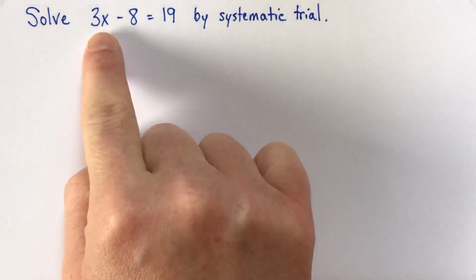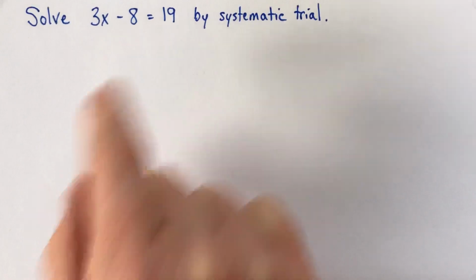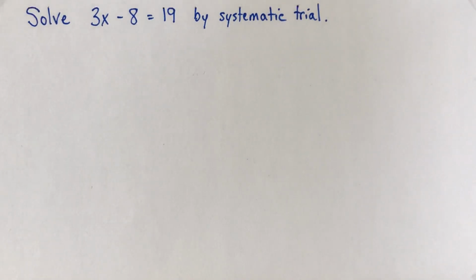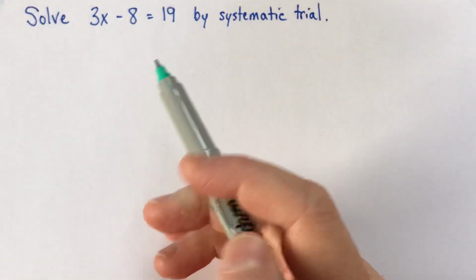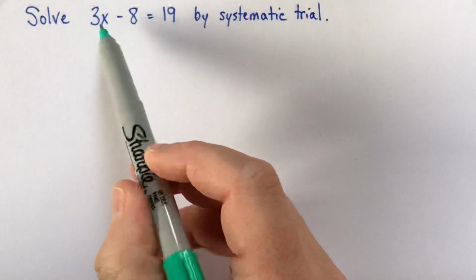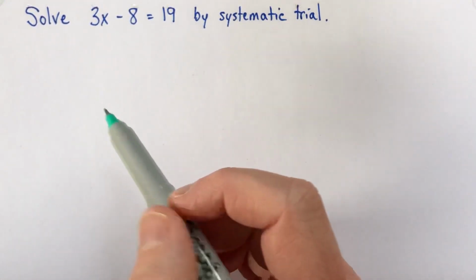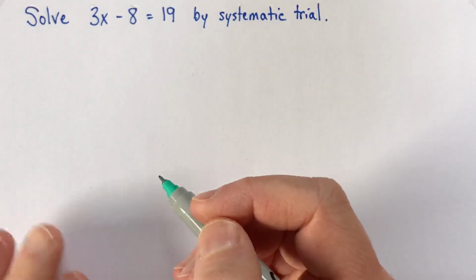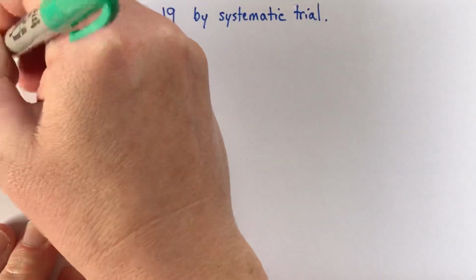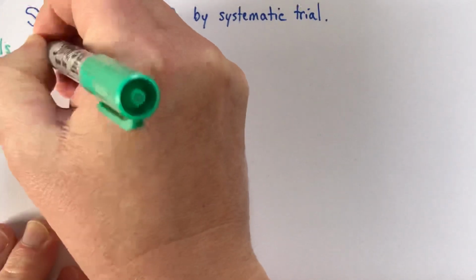Alright, so we need a value for x that would make 3 times x subtract 8 equal to 19. So I'll just demonstrate how you might go about this. You might say, I'm not quite sure what effect that subtracting 8 is going to have. So I'll look at the 3 times the x and the 19. And I know that 3 times 6 is 18, so let's just start there and see what happens. So you want to be real organized here. You say, is x equal to 6?